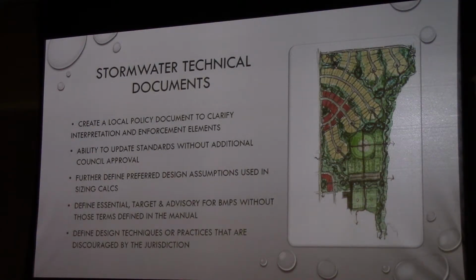And then the technical documents. What technical documents do you want? When you create a local policy, it's really helpful if you can have a system that allows those to be updated without additional council approval, so that it ties back to the manual and you're not having to recreate all that within your document and make big changes every time one of these things changes. We talked about defining those terms that are being used. And if there are specific design techniques or practices that are discouraged, you would want to share those in these technical documents as well.